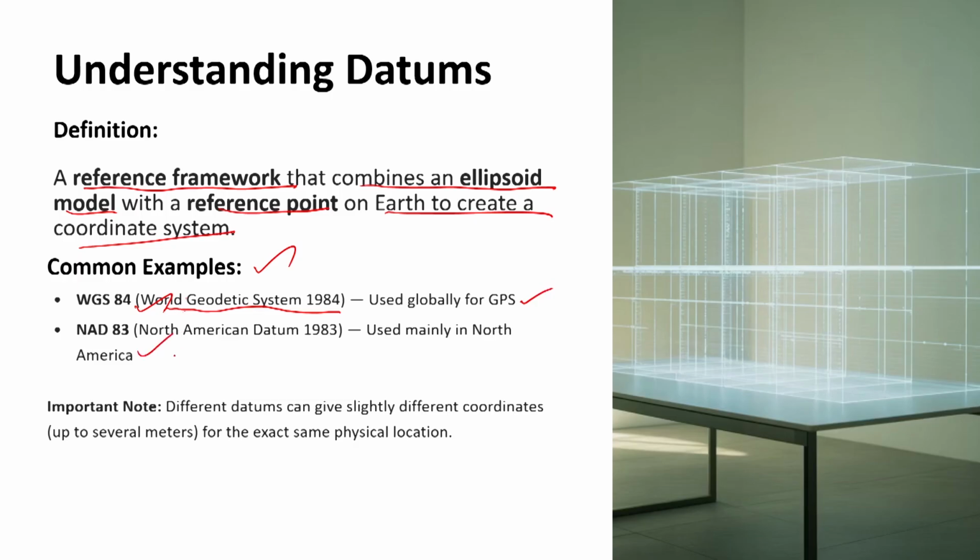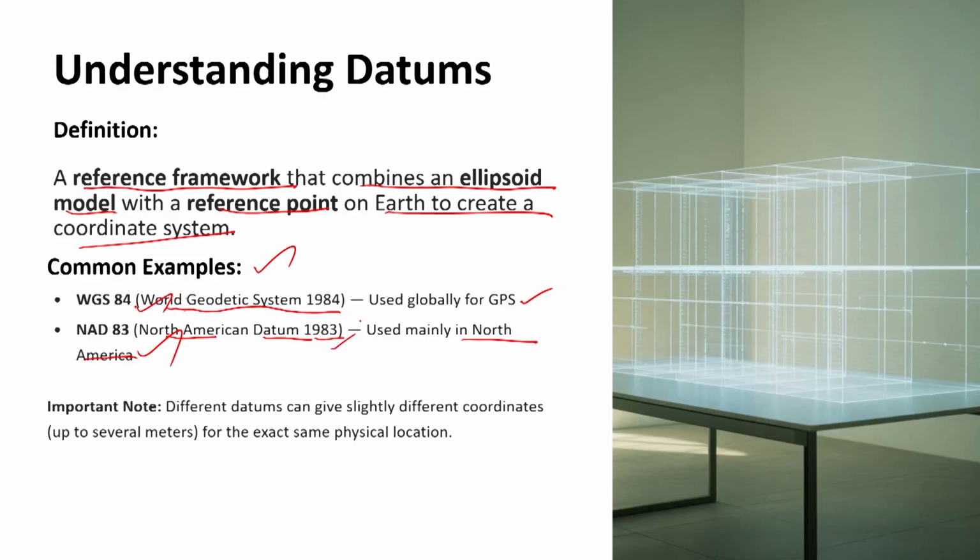Then NAD, this is region specific, especially for North American Datum 1983. Okay. This is region specific. When you are working with any practical work with respect to North America, you have to use this datum in order to get the precise output, precise result. Okay. This is for the complete globe and this is for North American countries.